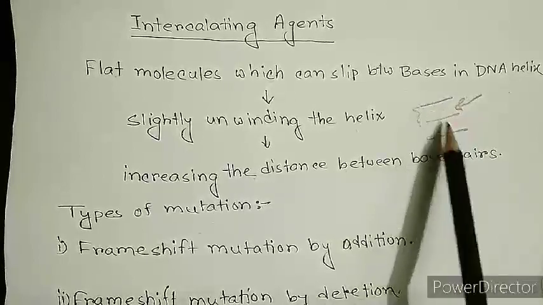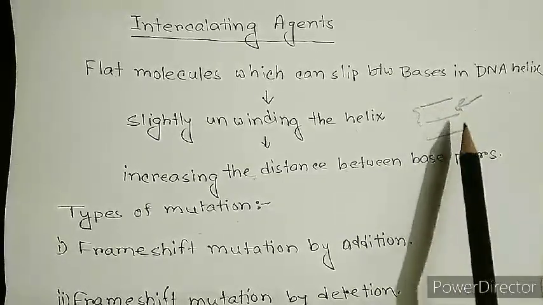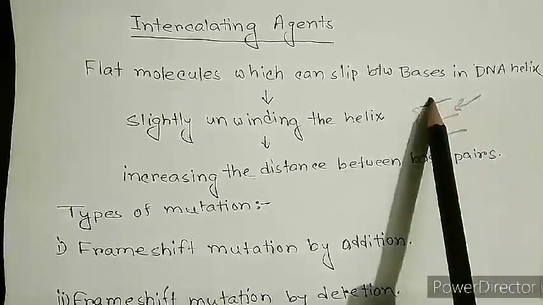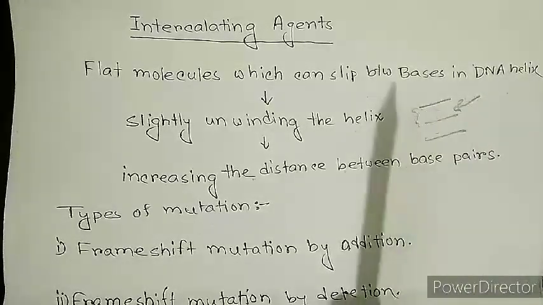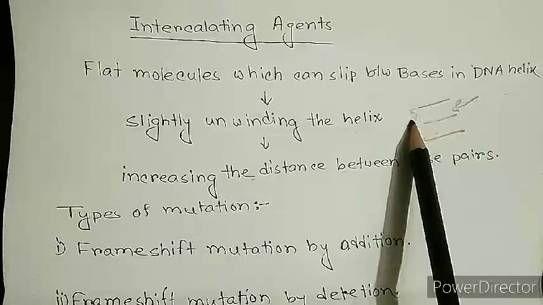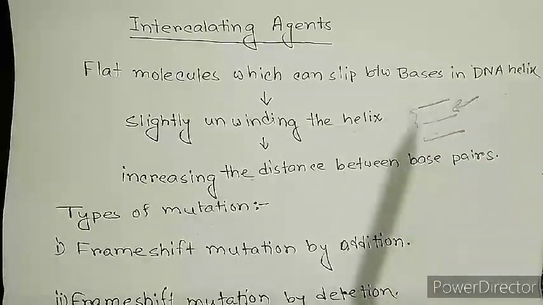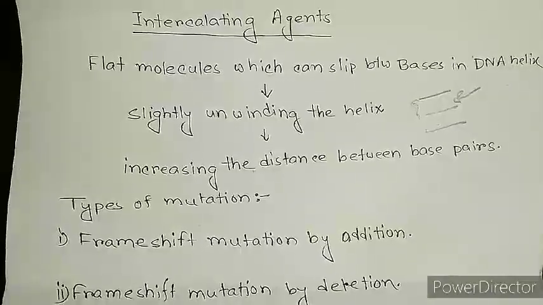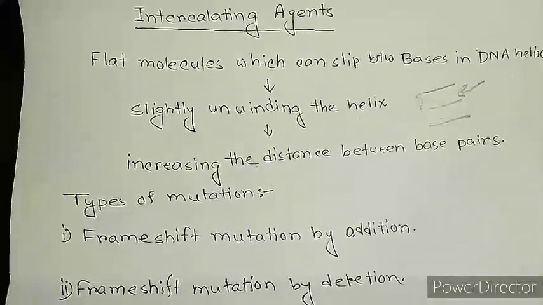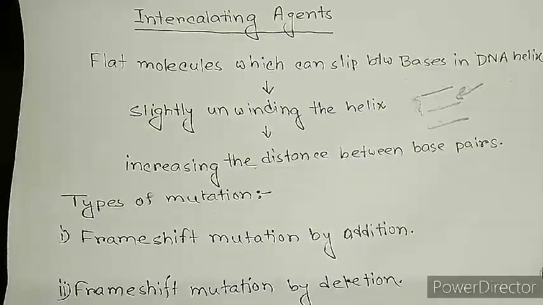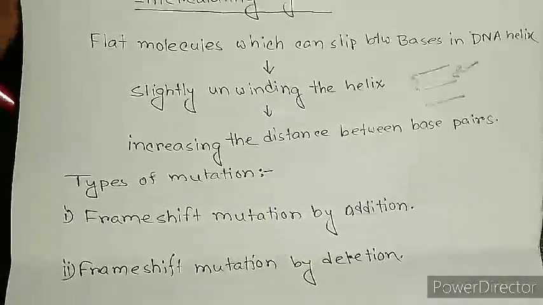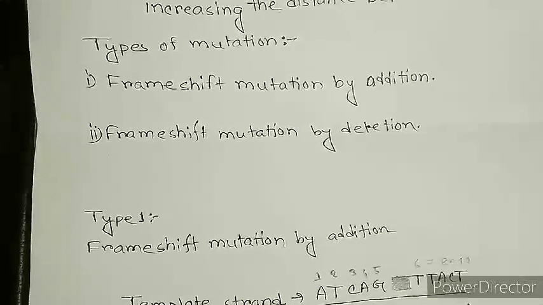Suppose these are base pairs on a DNA helix. This is an intercalating agent that can enter between two base pairs and increase the distance between these bases to cause mutation in a DNA. Now, there are two types of mutation that can be caused by an intercalating agent. They are Frameshift mutation by addition and Frameshift mutation by deletion.